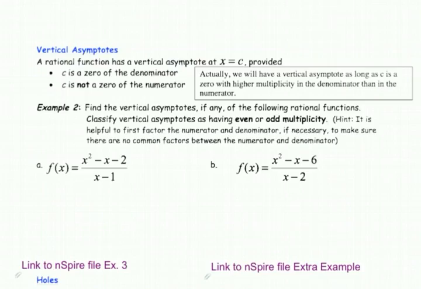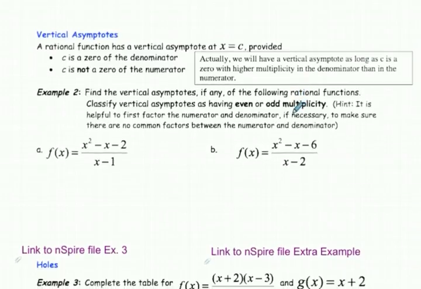Let's flip the page and talk a little bit about vertical asymptotes. Vertical asymptotes of rational functions are x values that make the denominator 0. So we're looking for values that are excluded from the domain, but the numerator is not 0. This is how our textbook describes it, but actually we're going to have a vertical asymptote as long as the multiplicity of that zero is higher in the denominator than in the numerator.